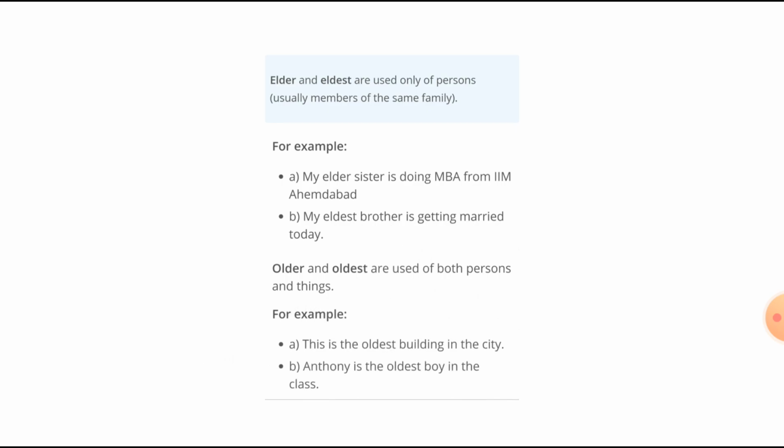Elder and eldest are used only of person, usually members of the same family. For example, my elder sister is doing MBA from IIM Ahmedabad. My eldest brother is getting married today. Older and oldest are used of both persons and things. For example, this is the oldest building in the city. Anthony is the oldest boy in the class.